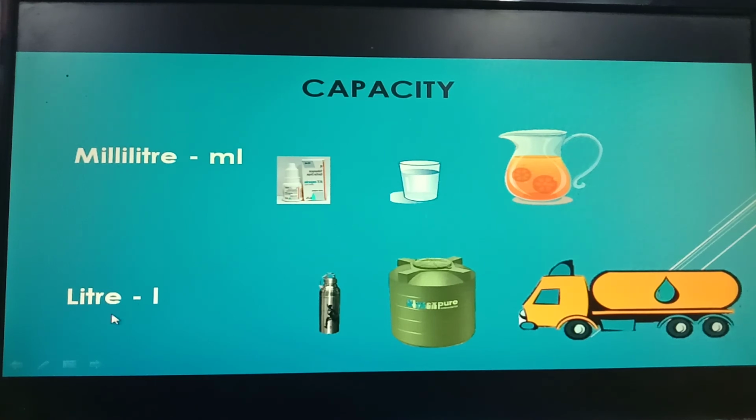Now here liter, again three examples are here. Water bottle is a very good example of 1 liter. Its capacity is 1 liter or 2 liter. Then here Syntex water tank is there. Its capacity may be 500 liter, maybe 1000 liter, maybe 2000 liter or more as per its capacity.